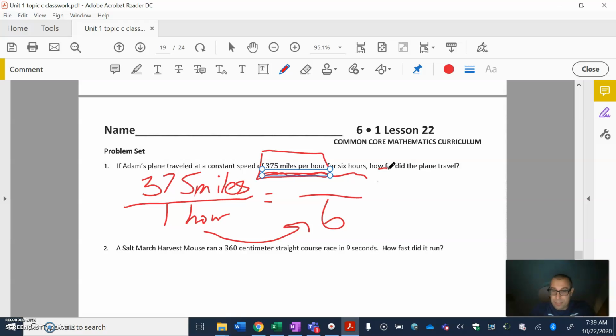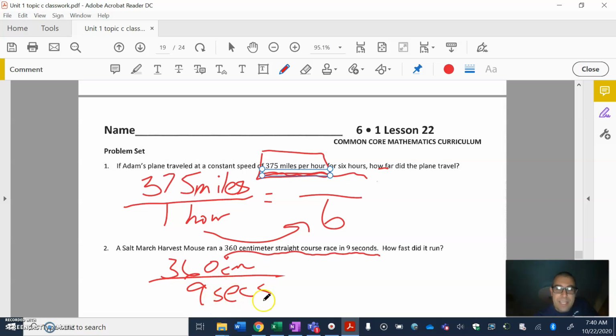All right, question number two. Salt marsh harvest. I don't know what that is, people, but I left it in there because it's intrigued me every single year. It ran a 360 centimeter straight course race in 9 seconds. Okay, there's a ratio: 360 centimeters in 9 seconds. Now here's the thing. How fast did it run?